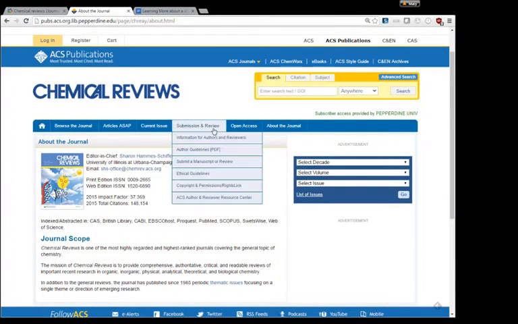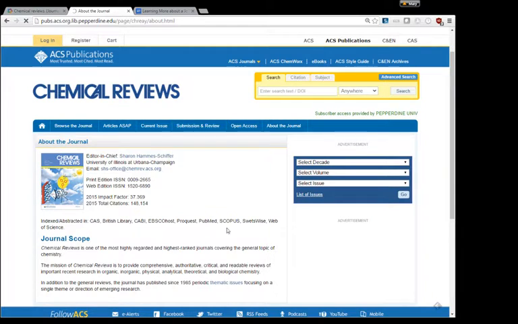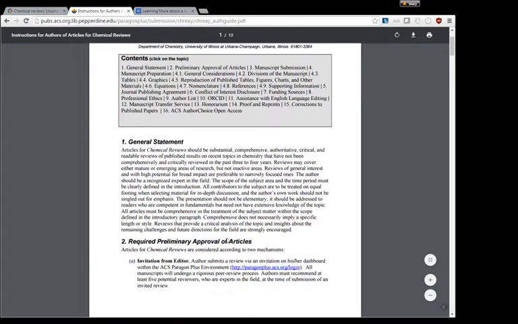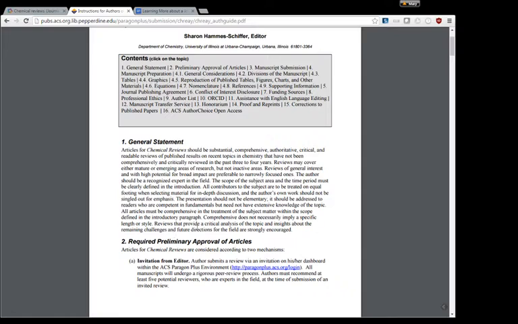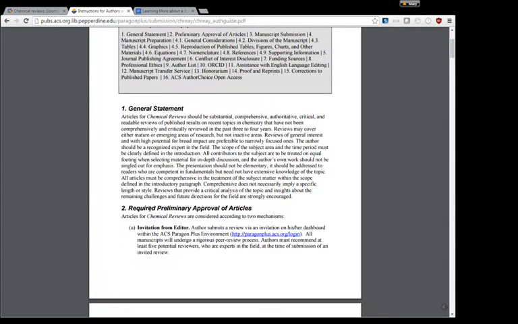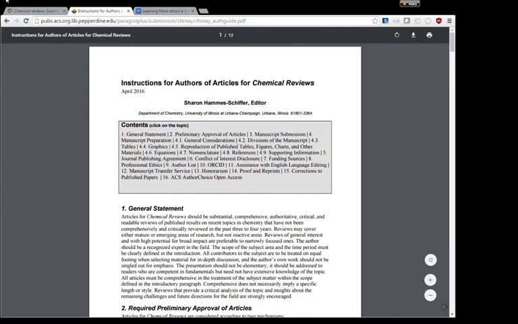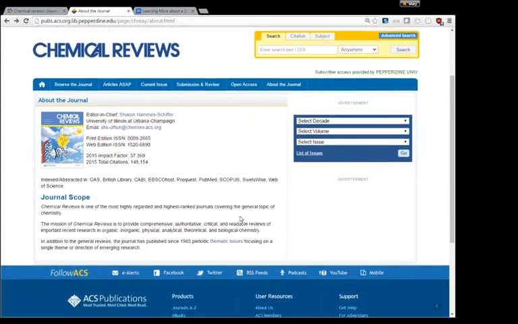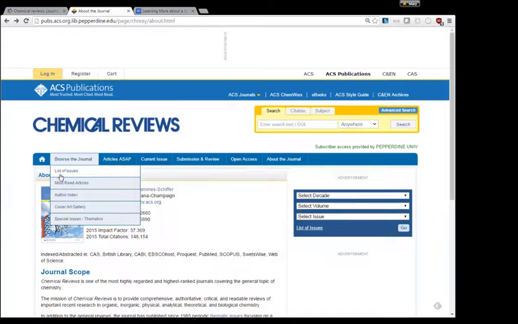Okay. If I come over to Submission Review, Author Guidelines, I can get a little bit more information. So here they're saying that the presentation should not be elementary. It should be addressed to readers who are competent in fundamentals, but need not have extensive knowledge on the topic. Okay, let's take a look at the length of some of these articles. So we're going to go to Browse Journal, List of Issues.